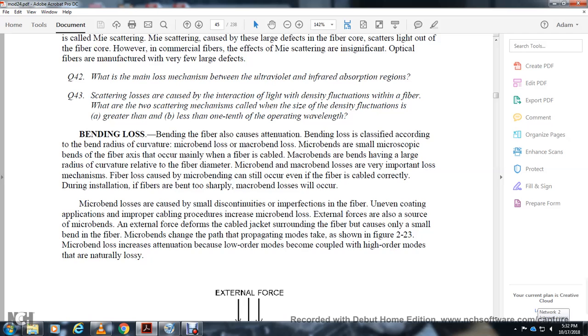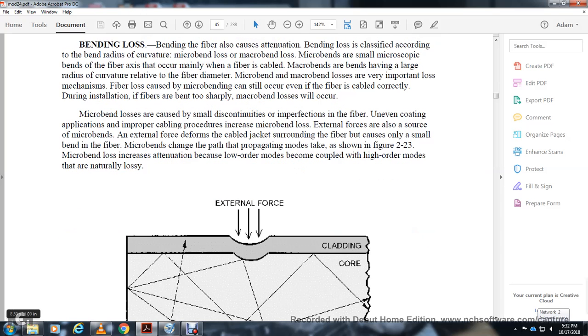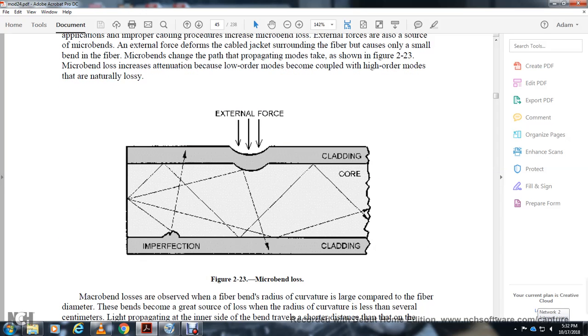The microbend changes the path of the propagating modes, as shown in figure 2.23. Microbend loss increases attenuation because the low-order modes become coupled with the higher-order modes, which have higher natural losses. External force and imperfections in the cladding cause these bends.